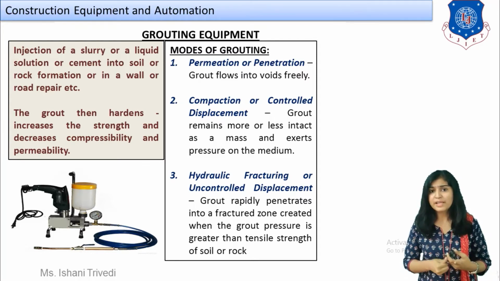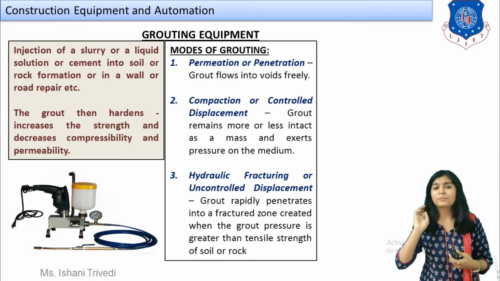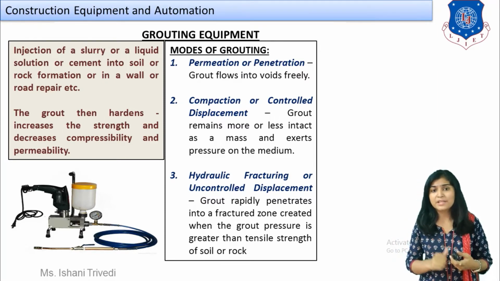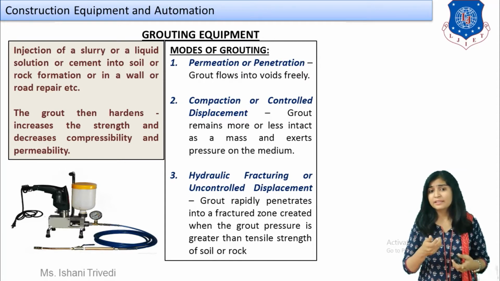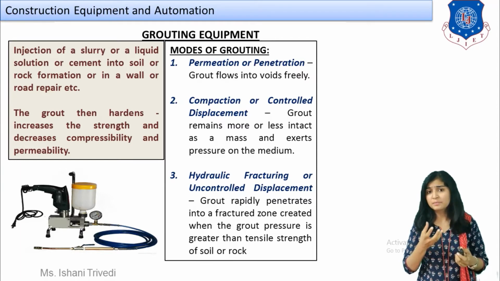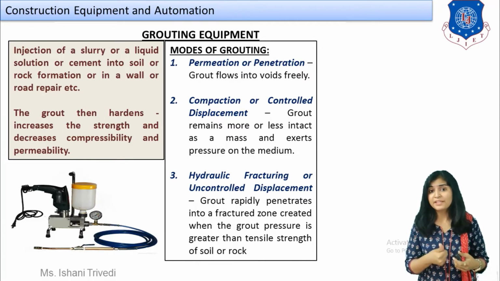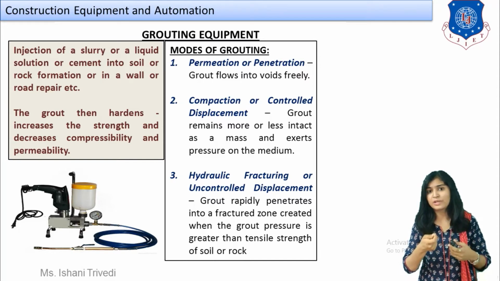The first mode of grouting, right, is permeation or penetration. I said already that what comes to our mind is a machine, its slurry will be fed inside, then the hole will be drilled into the wall and then it will be injected. That first method is known as the penetration method or permeation method, meaning the grout is allowed to flow freely into the voids, right?